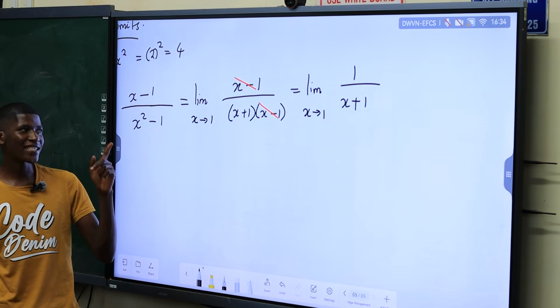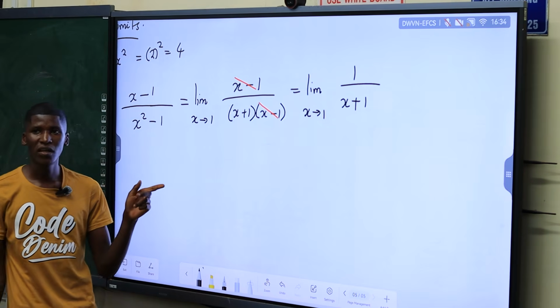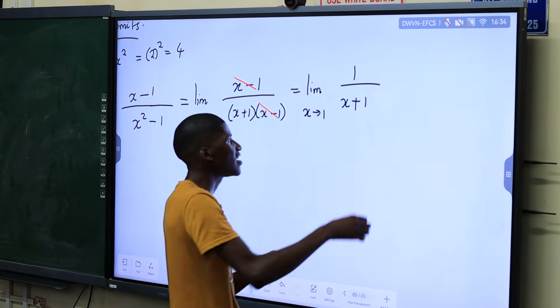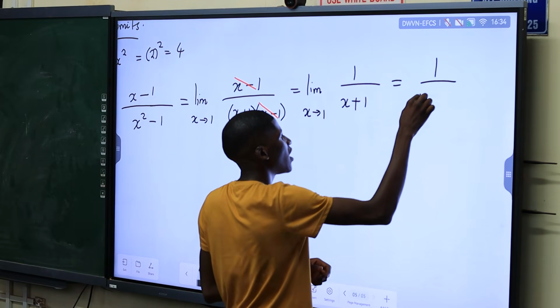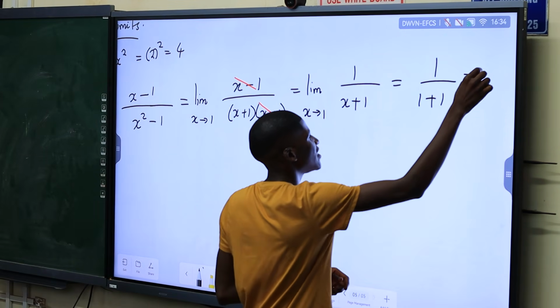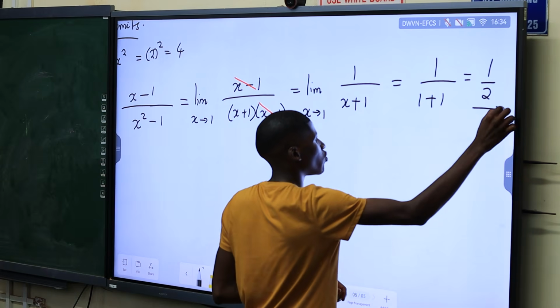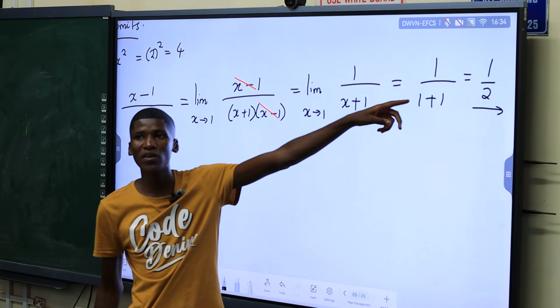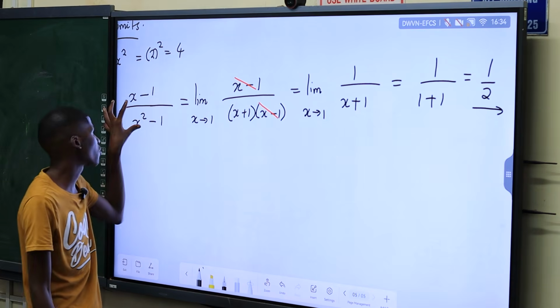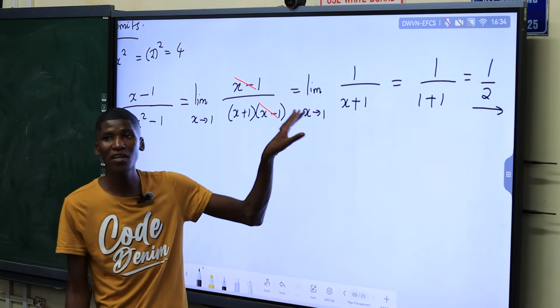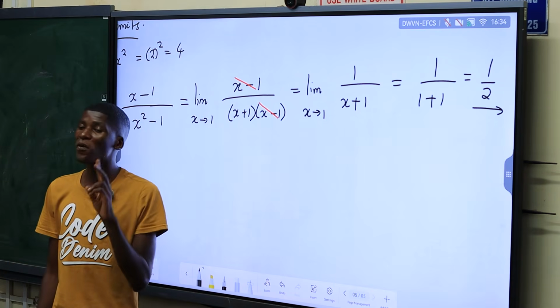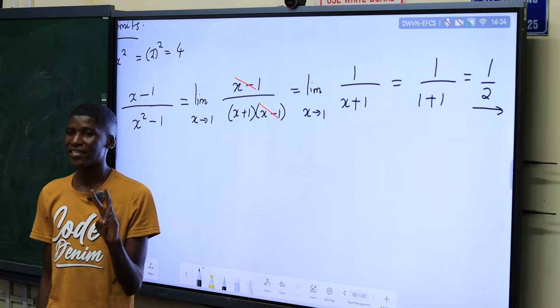If you substitute 1 here, this is just going to be 1 over 1 plus 1, which is 1 over 2. So this is the y value that this function approaches as x approaches 1, both from the left and from the right.